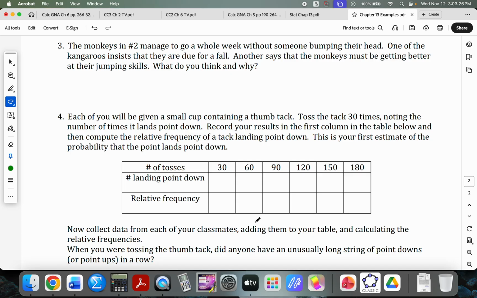So I want to spend some time talking about number 3. The monkeys in problem number 2 managed to go a whole week without someone bumping their head. One of the kangaroos insists that they are due for a fall. Another one says that the monkeys must be getting better at their jumping skills. What do you think and why?